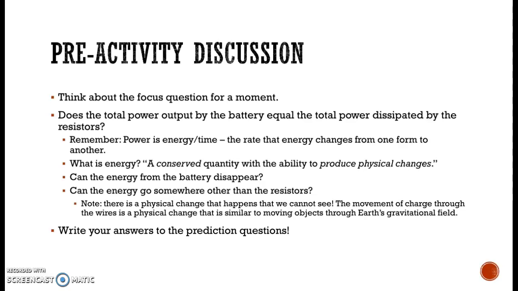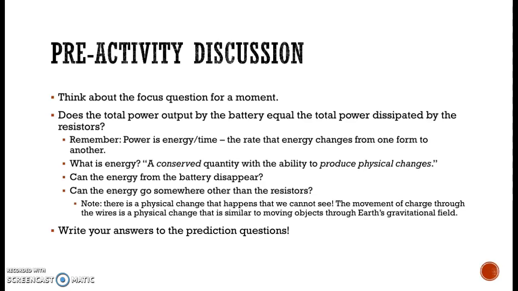And so let's think about that focus question for a moment. It's telling us again that power is energy over time, the rate that energy changes from one form to another. And since energy is this conserved quantity with the ability to produce physical changes, the question is asking, can the energy from the battery just disappear? Or alternatively, can it go somewhere other than the resistors? Okay, there is actually a physical change that's happening, a transfer of energy that we can't technically see.